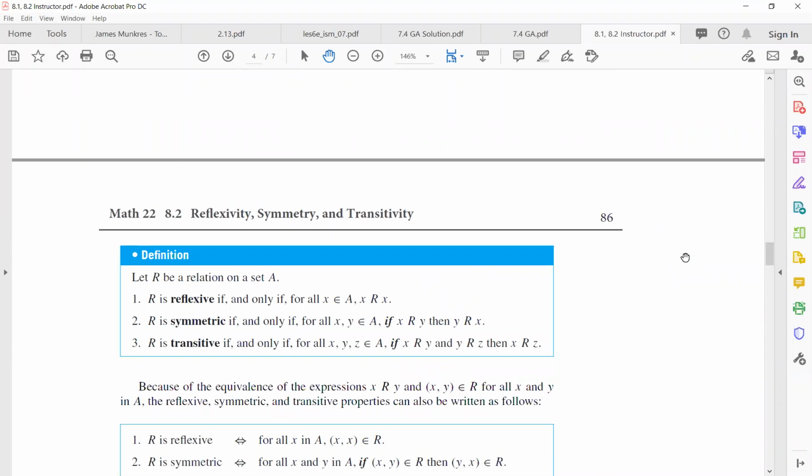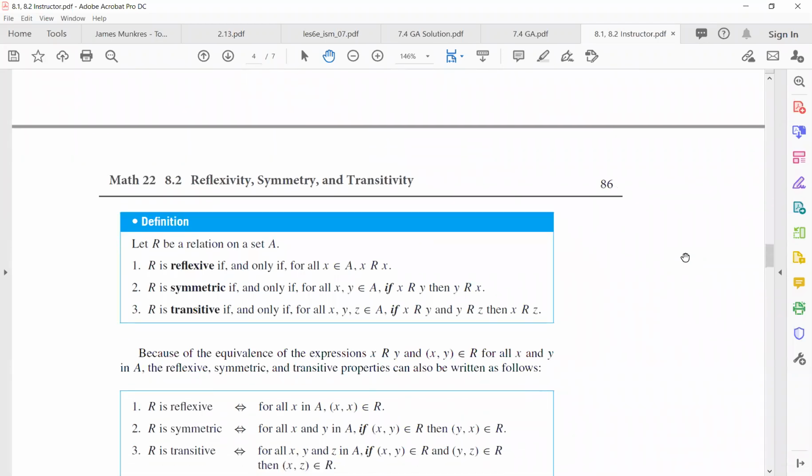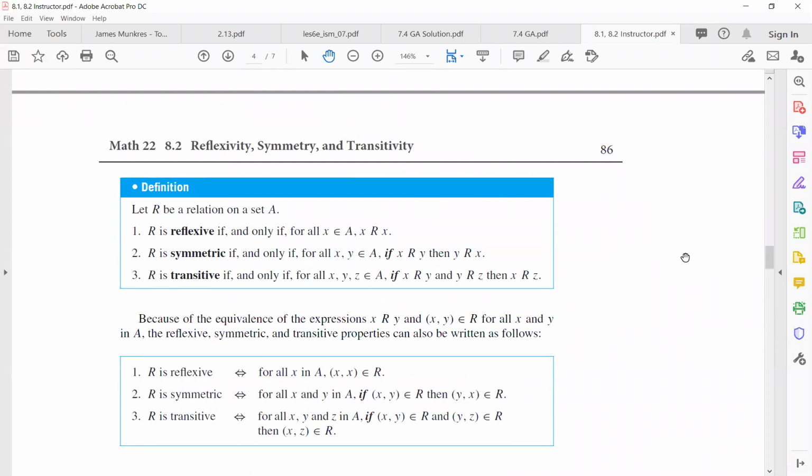Let R be a relation on set A. We say that R is reflexive if and only if x belongs to A and x is in relation with x itself. So x and x as a point belongs to relation R.